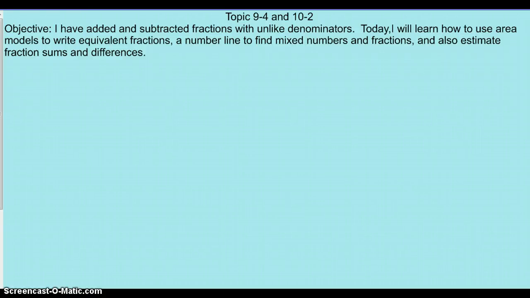Topic 9.4 and 10.2. Objective. I have added and subtracted fractions with unlike denominators. Today I will learn how to use area models to write equivalent fractions, a number line to find mixed numbers and fractions, and also estimate fraction sums and differences. Please pause the video now to write down your objective.